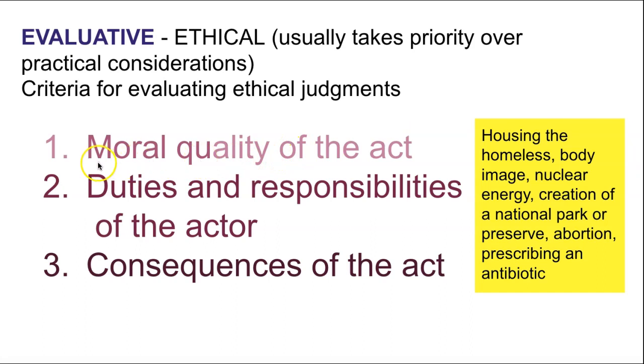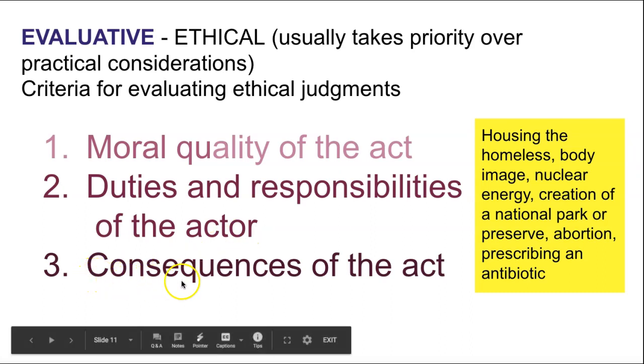You want to ask about the moral quality of the act. For example, in capital punishment, one of the arguments was it's just morally wrong to kill a person. You also want to ask about the duties and responsibilities of the actor. And again, in the capital punishment issue, one of the duties and responsibilities of the government is to keep our society safe. We have to take that into account when we're considering the question of capital punishment. But another duty and responsibility may be to encourage a forward-looking and compassionate society. So we also have to consider that.